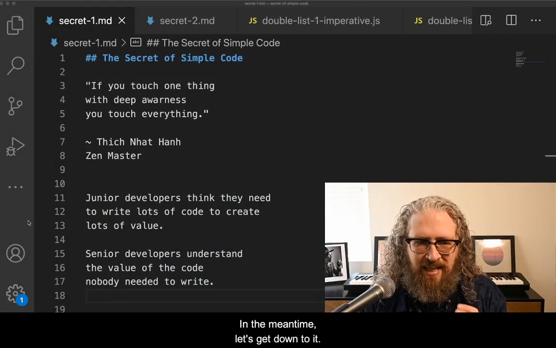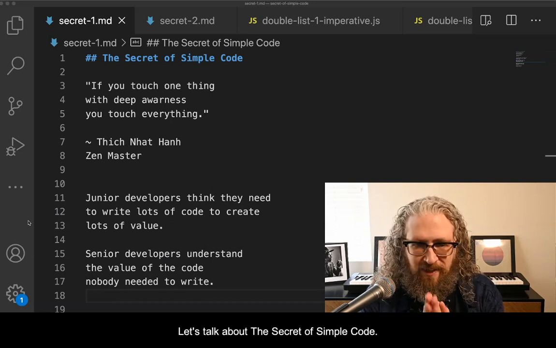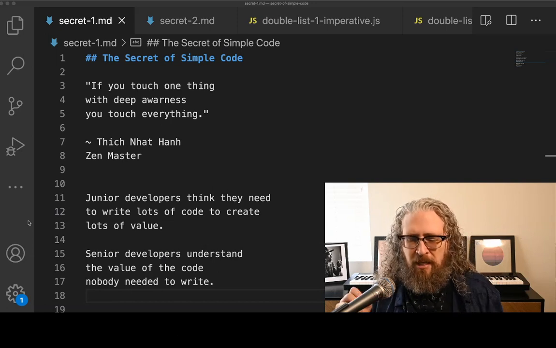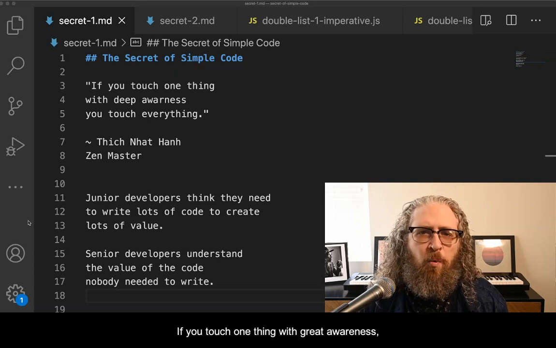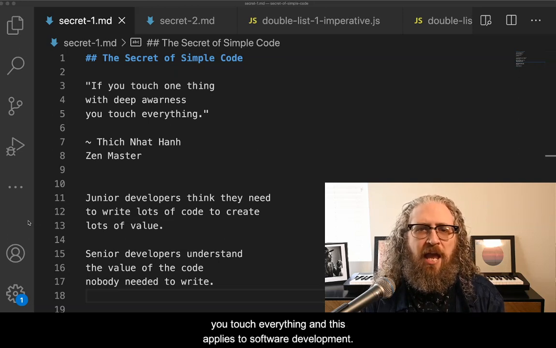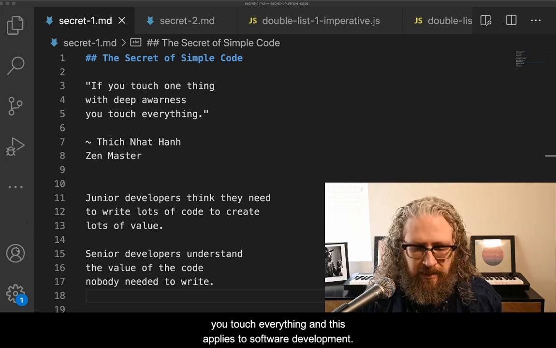In the meantime, let's get down to it. Let's talk about the secret of simple code. If you touch one thing with great awareness, you touch everything. And this applies to software development.